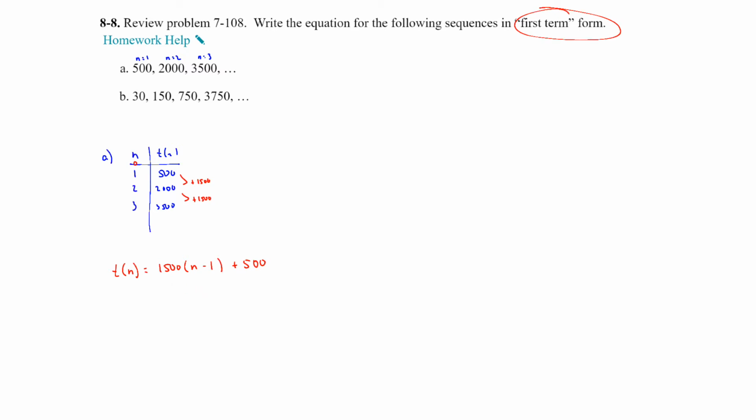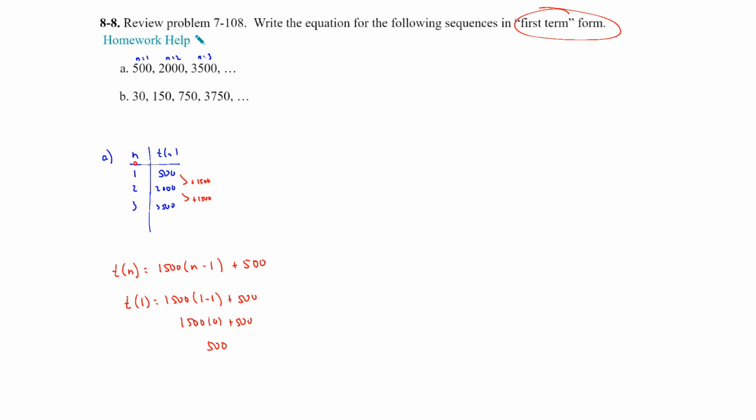And that's how we can write what's called first term form, where I'm using the first term, but I still have the 1,500 as my rate of change. And just to show you that this works, if I plug in 1, I'm going to get 1,500 times 1 minus 1, which is 0, plus 500. So that would be 1,500 times 0 plus 500, and you can see that that cancels out. 1,500 times 0 is 0, so that would be 500. And so my first term is 500.